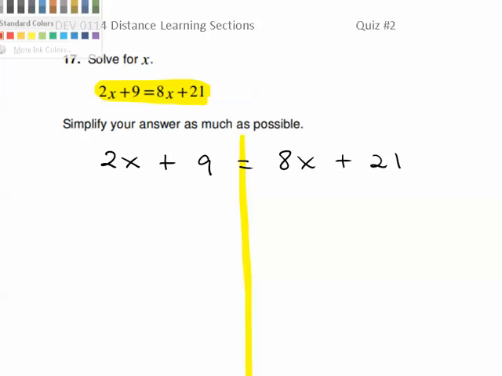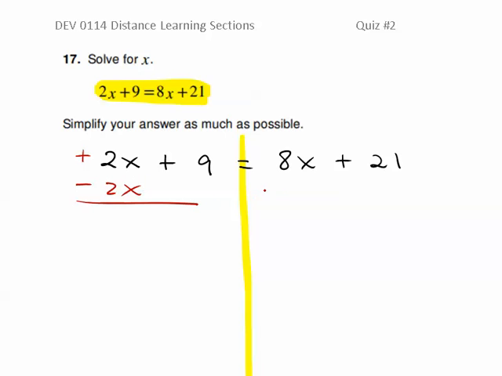And if I were you, I would always move my variable terms first. That tends to help a little bit. So anyway, let's go ahead and move the variable term 2x from the left side to the right side. So in front of the 2x, we assume there's currently a plus. So to get rid of it, we subtract. If we subtract 2x from the left-hand side, we have to subtract 2x from the right-hand side.